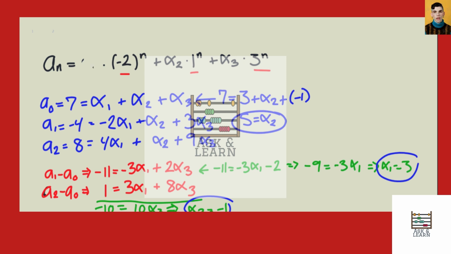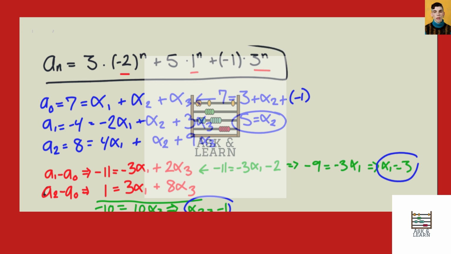Right, so where we have an alpha 1, we will replace that with a 3. Where we have the alpha 2, we will replace that with the 5. And where we have the alpha 3, we'll just replace that with a negative 1. And then that is our final solution here. a_n is equal to 3 times negative 2 to the power of n plus 5 times 1 to the power of n plus negative 1 times 3 to the power of n.